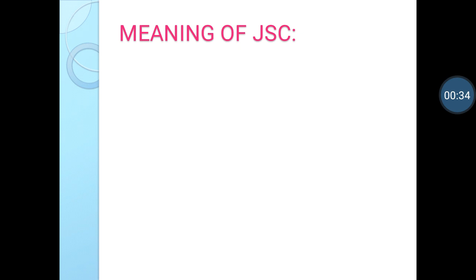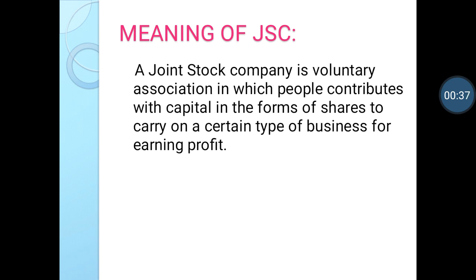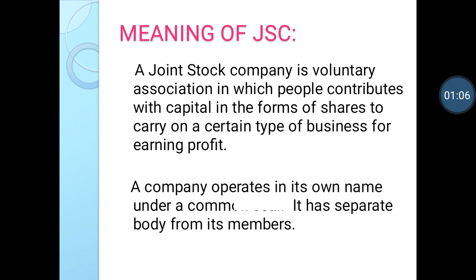So first we are going to see the meaning of joint stock company. A joint stock company is a voluntary association of people who contribute their capital in the form of shares in order to earn a profit. So the main aim of a joint stock company is that two or more members join voluntarily and contribute their share capital, and they earn profit from it. A joint stock company operates in its own name with a common seal. It has a separate body from its members.